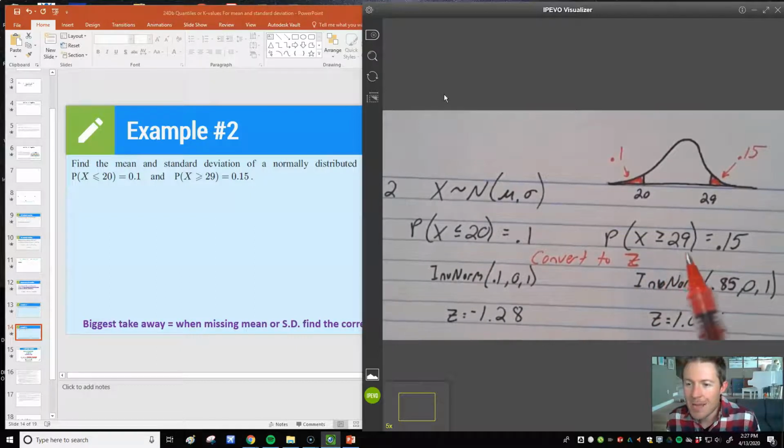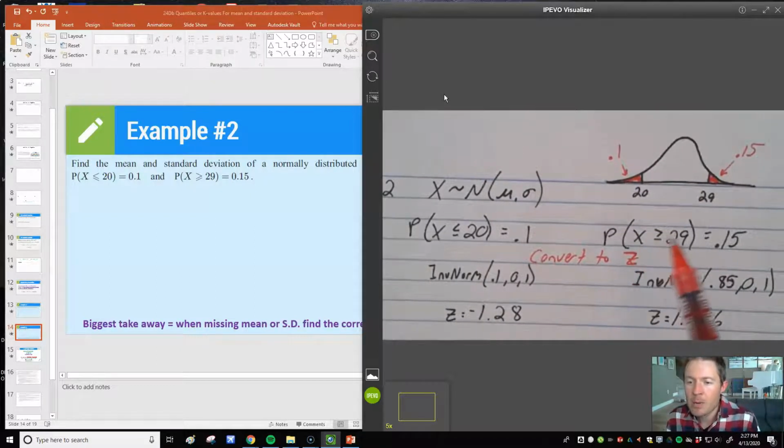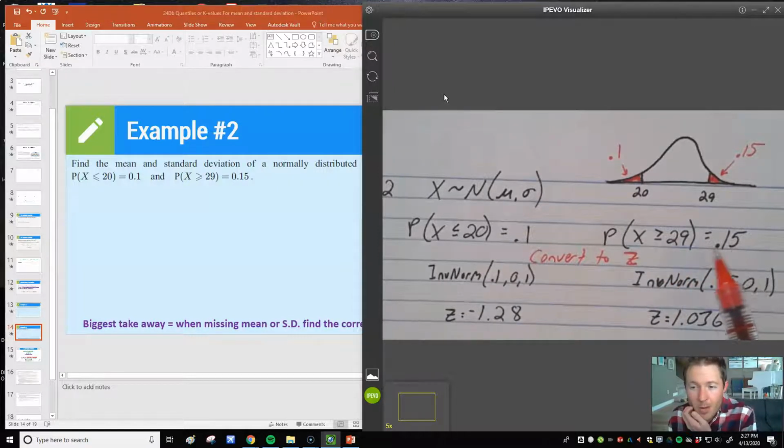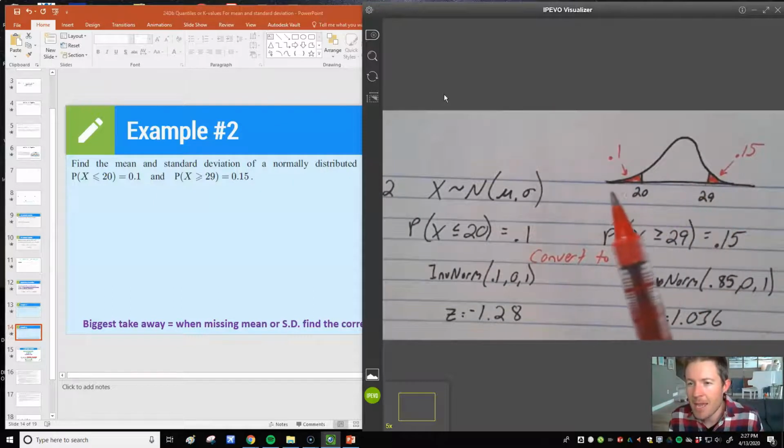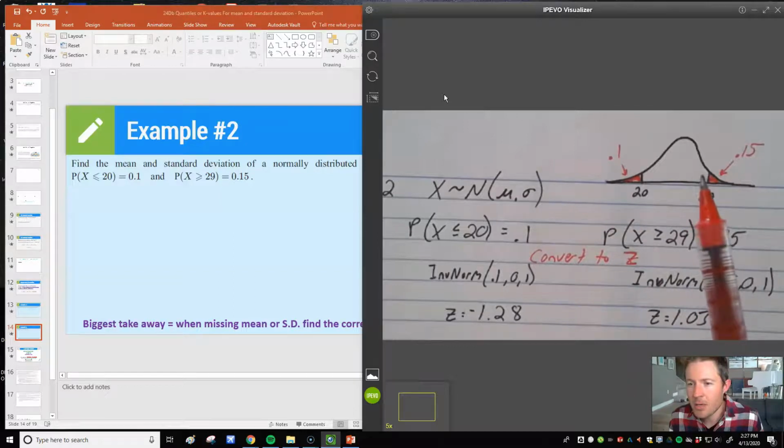Now over here, we know the probability of x being greater than 29 is 15%. Well, big watch out for your inverse normal. When they built that function in your calculator, they only built it for less than, not greater than. So you have to convert this to a less than. If we want the upper 15%, in a less than idea, that is the bottom 85%. 1 minus 15, you get 85. So I put an 85 here, 0 and 1, and I get that that's associated with the z-score of this.